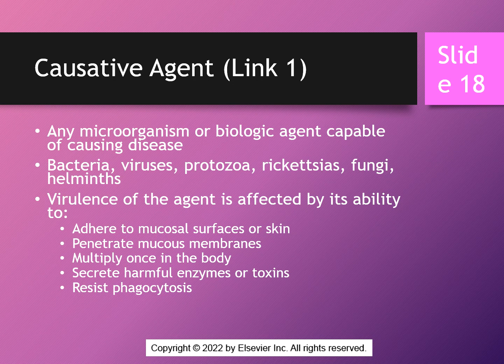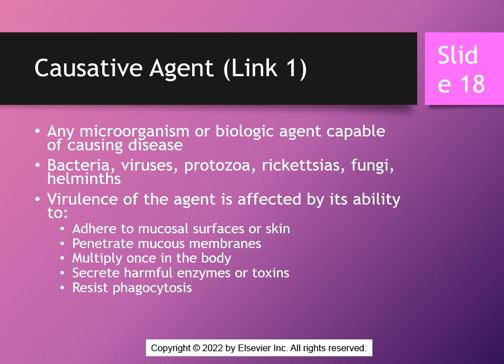Some microorganisms are more virulent than others. Characteristics that affect virulence are the ability to adhere to mucosal surfaces or cell walls, penetrate mucous membranes, multiply in the body, secrete harmful enzymes or toxins, resist phagocytosis, and bind with iron. The 4 stages of the infection process are incubation, prodrome, illness, and convalescence. These will be discussed in more detail in Chapter 17.